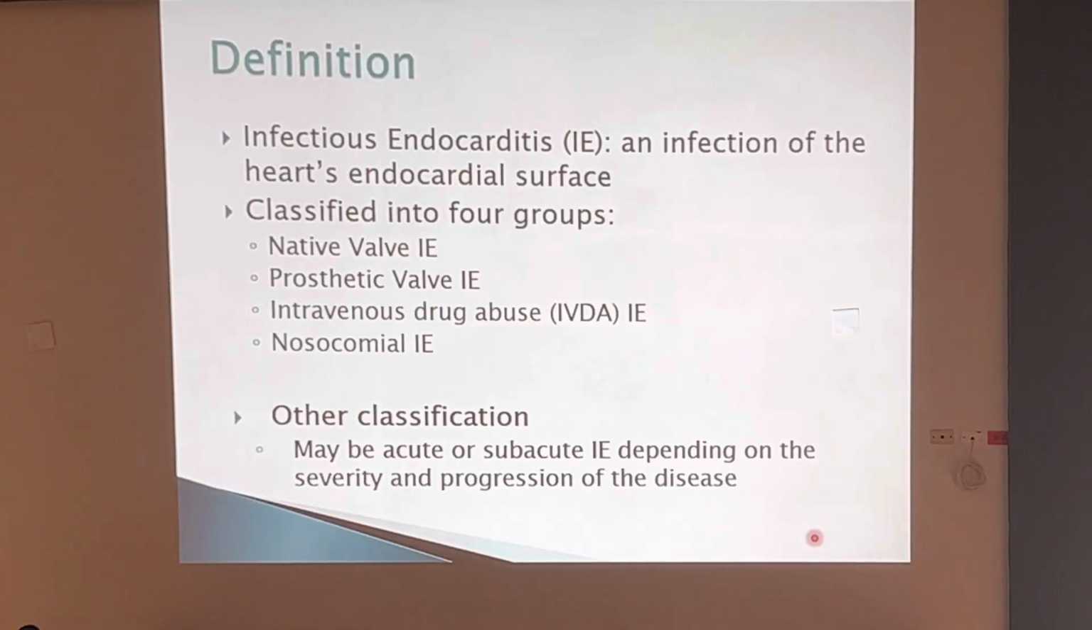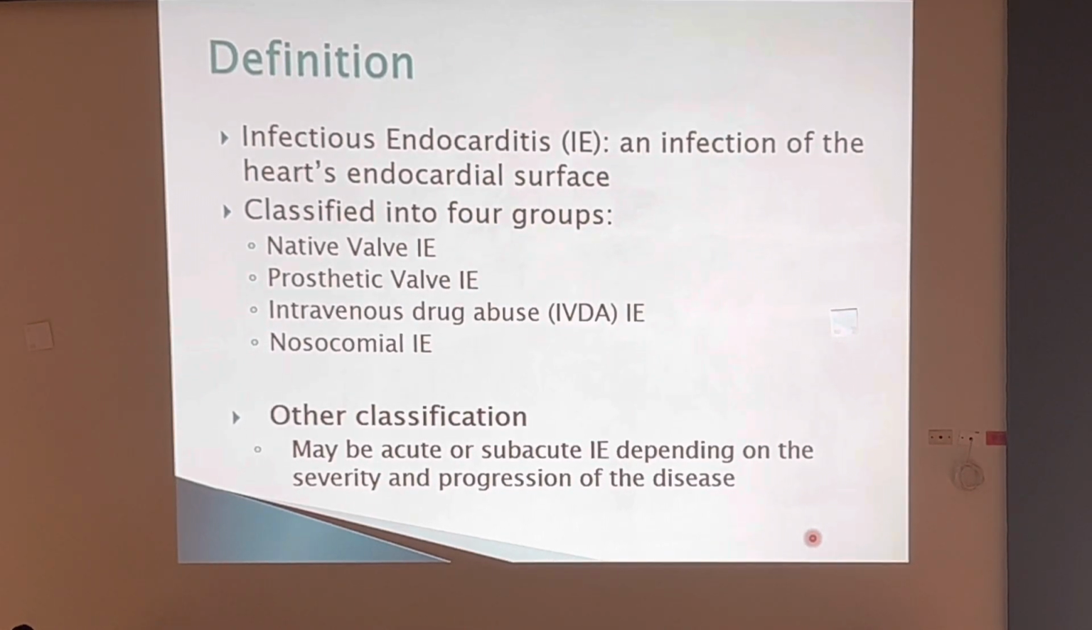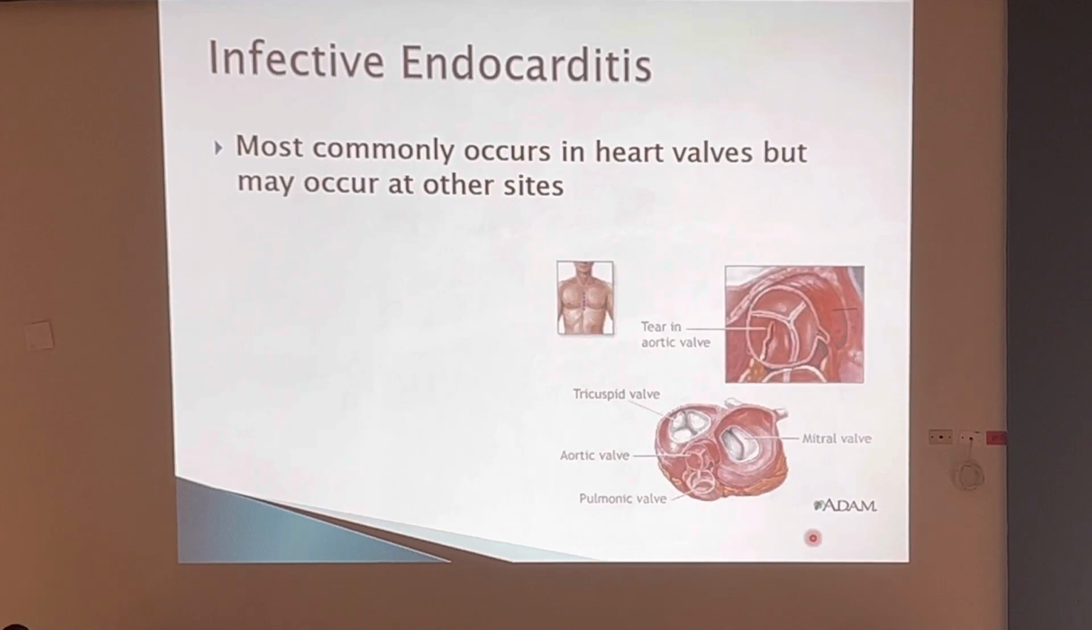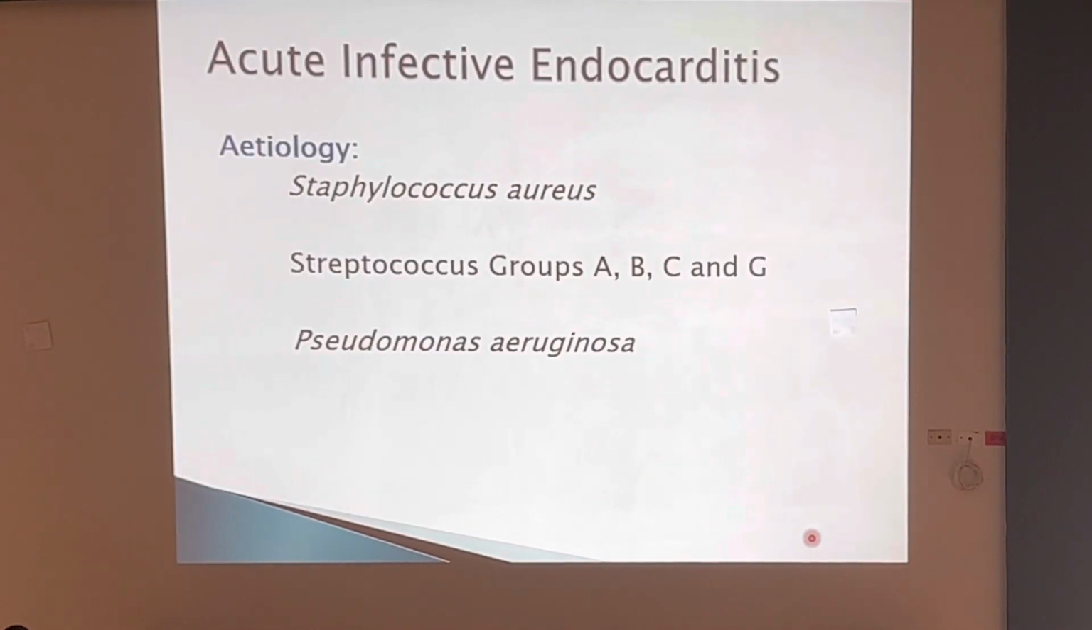Now let's talk about infective endocarditis. This is an infection, of course, of the endocardial surface. We classify it into 4 different groups, and we have them here. You would have gone through this, so I'm not going to spend very much time. Infective endocarditis can be either acute or subacute, but this depends on the severity as well as the progression of the disease. Infective endocarditis typically occurs in the heart valves, and you can see the different heart valves, but you can have the infection occurring at other sites of the heart as well.